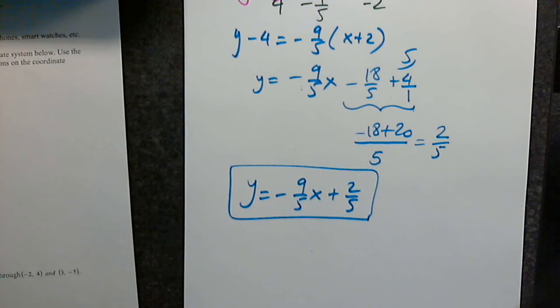Can anyone tell us first of all, what does this represent? It represents the equation of the line passing through the given two ordered pairs or points. Very good. Now, can anyone give us the y-intercept other than Chris and Corey?